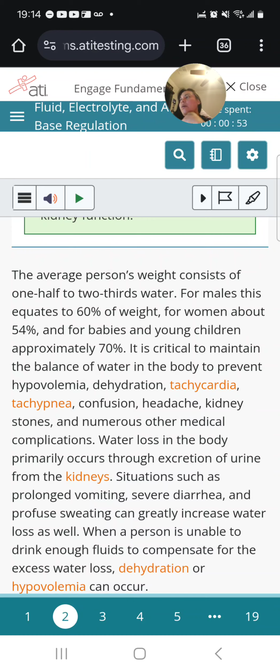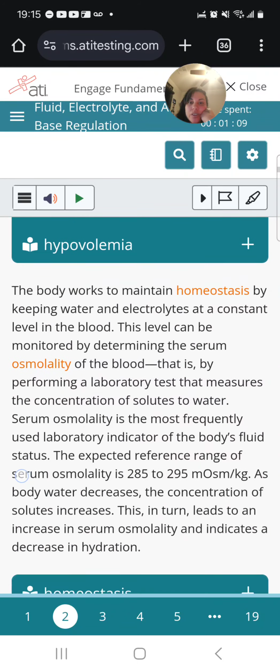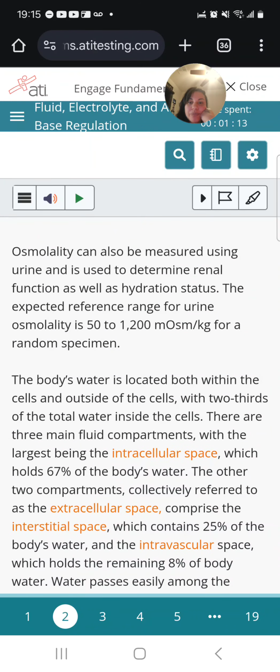Okay, so she did ask on here, I'm going to go over it again because I was going back and forth, but she did ask about fluid compartments, so this is going to be it. So the average person's weight consists of 1/2 to 2/3 water. Okay, fluid compartments. So the body's water is located both within the cells and outside of the cells. The 2/3 of the total water are inside the cells.